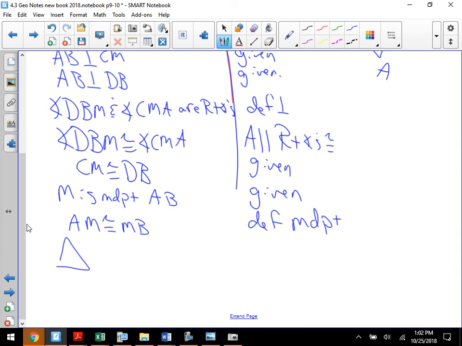What were the letters of the triangles we're trying to do? AMC, thank you. DB or BD? B.